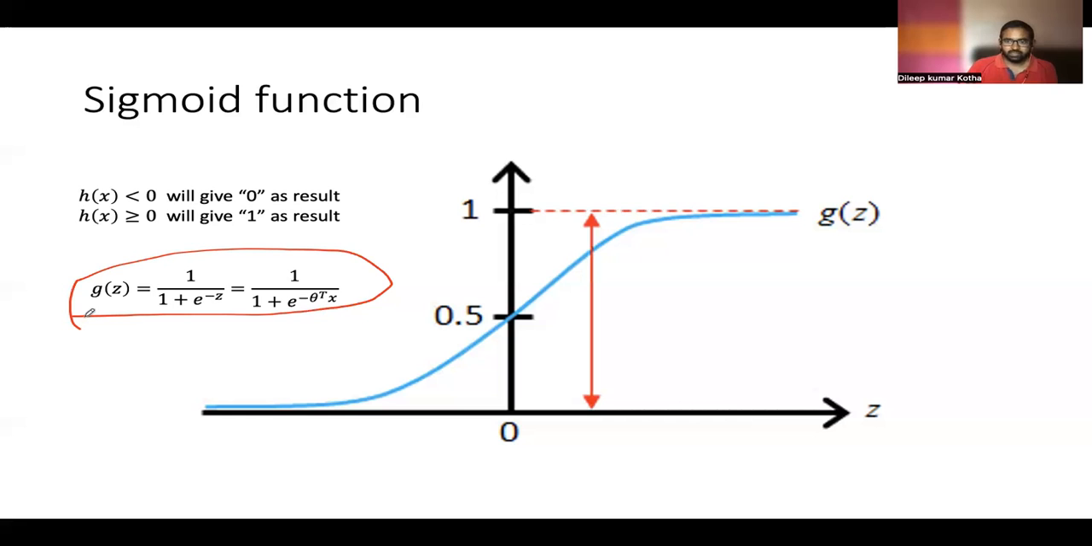Now, we can't use the sigmoid function as the activation function in a neural network because it has the problem of vanishing gradients.